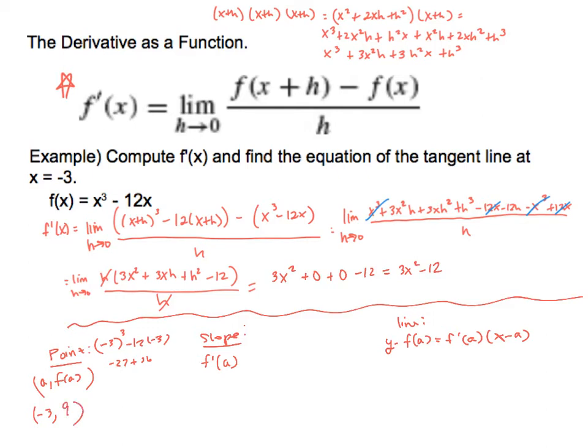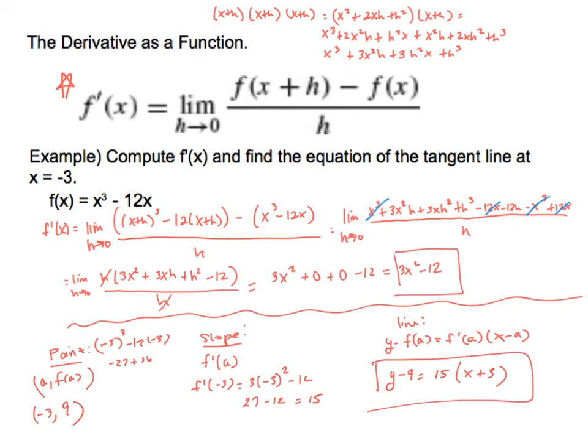F prime of a, so f prime at negative 3. Now we take negative 3 and we plug it into the derivative that we got. 3 times negative 3 squared minus 12. So 27 minus 12, and we get 15. So we take those two pieces and put it into our line. Y minus 9 equals 15 times x plus 3. So we have derivative as a function, and we have equation of the tangent line.